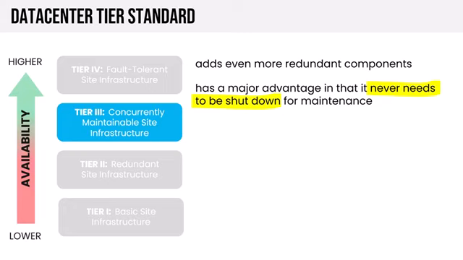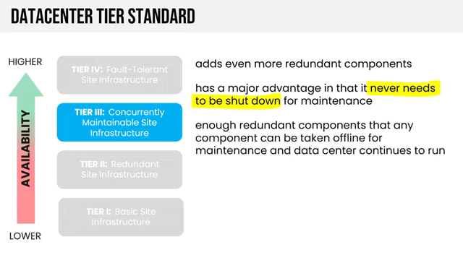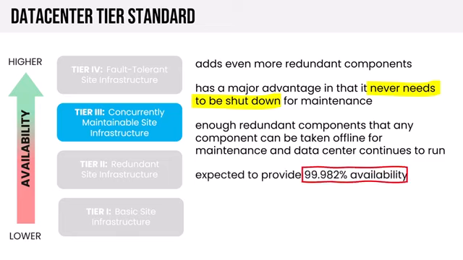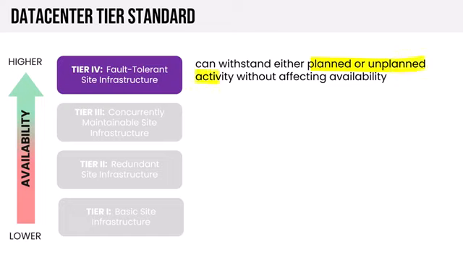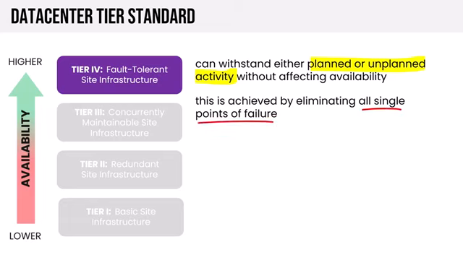It has a major advantage in that it never needs to be shut down for maintenance. Enough redundant components that any component can be taken offline for maintenance and the data center continues to run. It's expected to provide 99.982% availability. And then finally, we have Tier 4, fault-tolerant site infrastructure, which can withstand either planned or unplanned activity without affecting availability. This is achieved by eliminating all single points of failure.